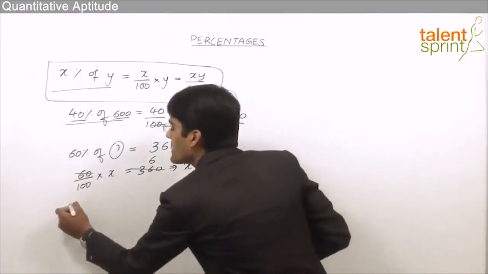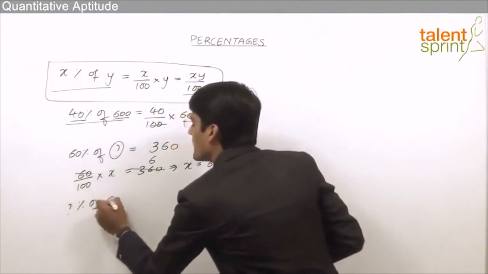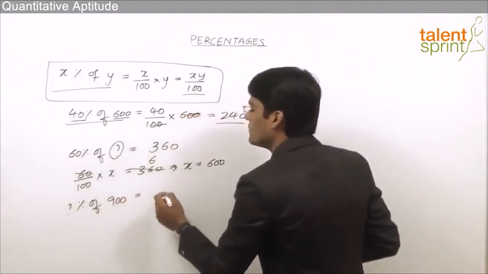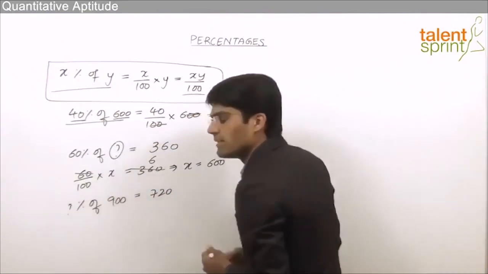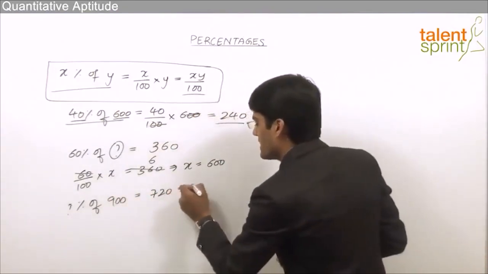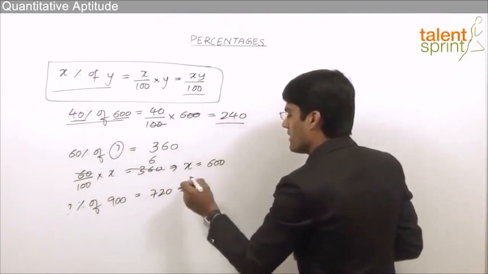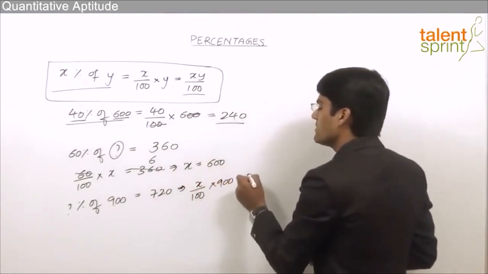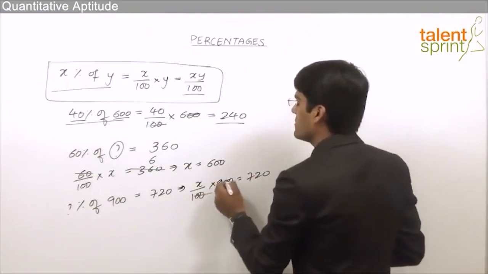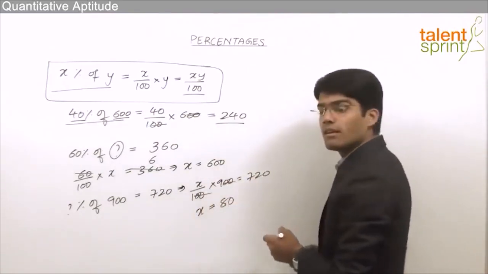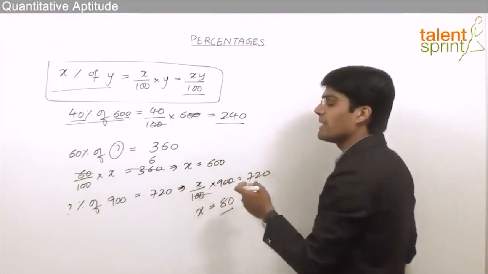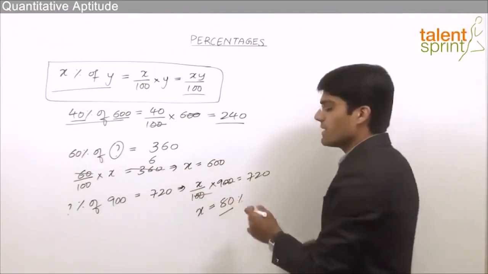Similarly, what percent of 900 will be equal to 720? Now in this case, let's say this is x percent. So it can be taken as x by 100 into 900 equals to 720. So as zeros get cancelled, we can say that x equals to 720 by 9, which is 80. So 80% of 900 is equal to 720.